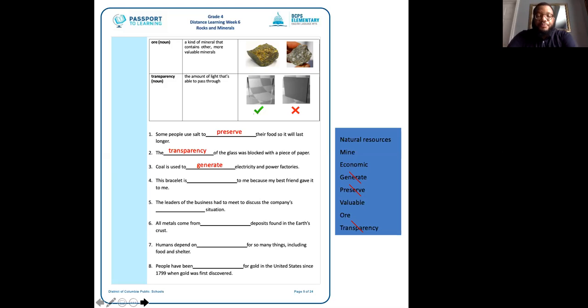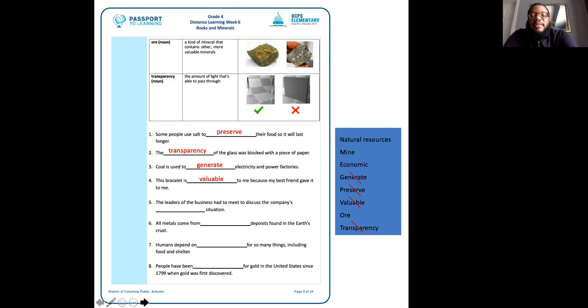Number four, the bracelet is blank to me because my best friend gave it to me. Look at the words that we have left. Natural resources, mine, economic, valuable, or ore. Which one makes the most sense? If you said valuable, you are absolutely correct. The bracelet is valuable to me.